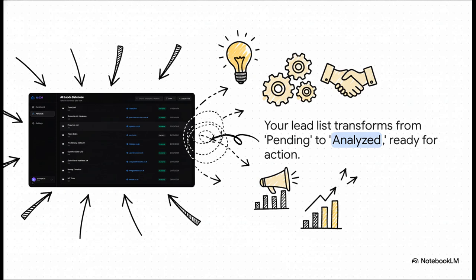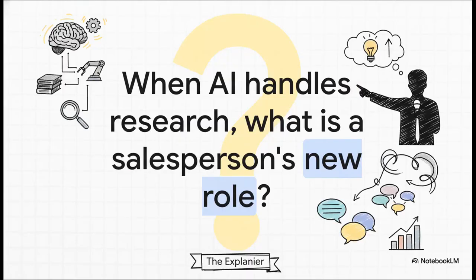In this slide, this just shows the outcome perfectly. That lead list, which started as a sea of pending, is now filled with these green analyzed statuses. But this isn't just a label changing color. It represents a total transformation of raw data into actionable intelligence. The salesperson is now free to do what they do best, building relationships and closing deals. And all of this brings us to one final, pretty big question. When a tool like this can handle all the tedious research and the initial writing, what does that mean for the future of sales? What is the new, higher value role for a salesperson in a world that's being powered by AI?